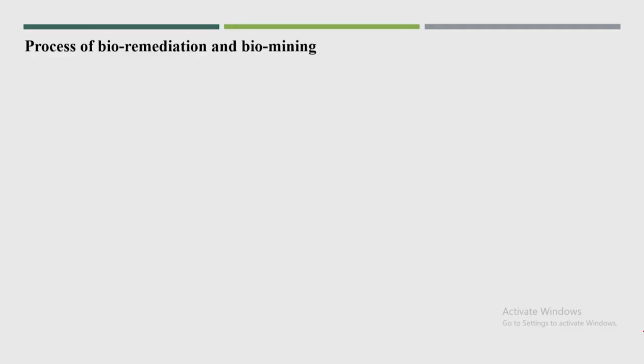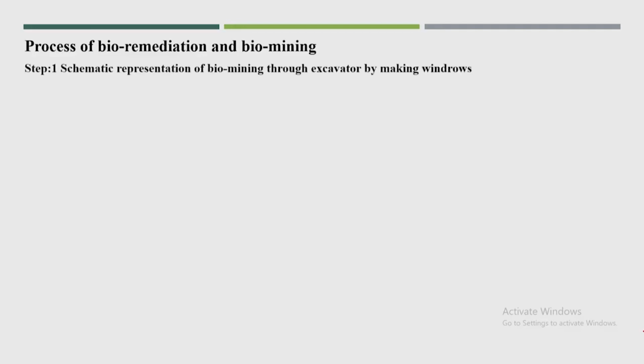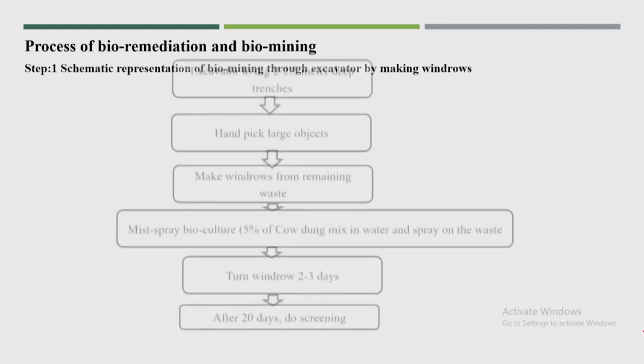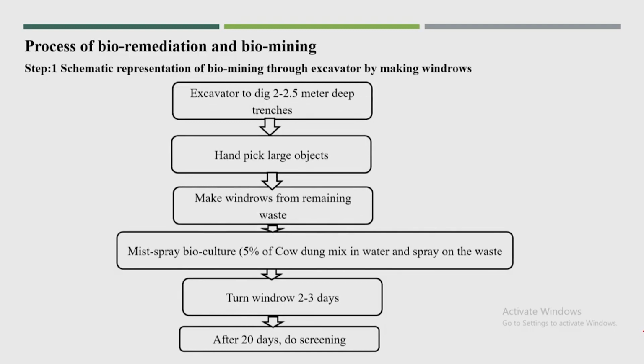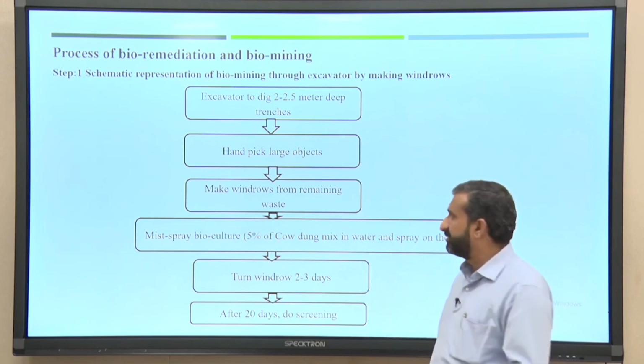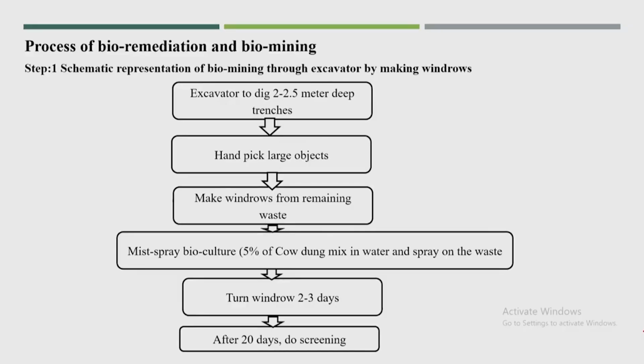Now, the process of bioremediation and biomining. The first step is the schematic representation of biomining through an excavator by making windrows. So, how to make the windrow? This has also been explained properly under our solid waste manual. First, go for excavation to dig 2 to 2.5 meter deep trenches, and hand pick the large objects or big particle sizes, or maybe some recyclable matter, and then make the windrow from the remaining waste.